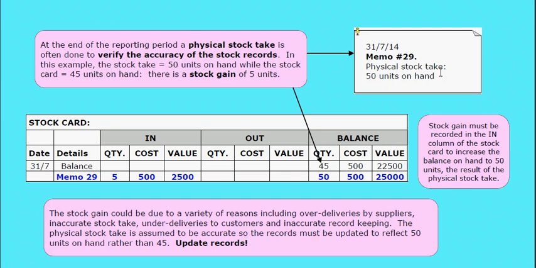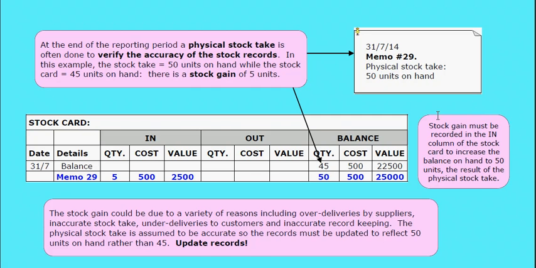So in this case, there's been a stock gain of 5 units. 5 more units are on hand than the stock card says there is. So what do we have to do? We have to record the stock gain. In the stock card, we write memo 29, and in the in column, because we've gained 5 units, 500, 2500, and the balance ends up at 25,000 or 50 units, of course, and that is what the physical stock take says is on hand. So you always finish with what the stock take says because that is deemed to be the most accurate figure.